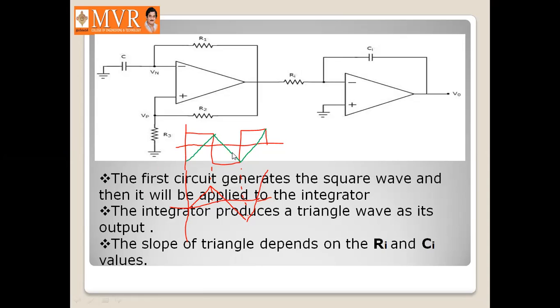So in this way, we are going to generate a square wave as well as a triangle wave. Where is this applicable in our laboratory? You know that we have function generators. In that function generator, for generation of the square wave and for generation of the triangle wave, we can use this op-amp circuit simply for generating a square wave as well as a triangle wave.